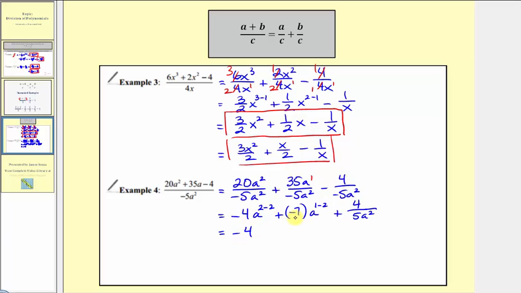Now here we have plus -7 times a to the -1. Adding a negative is the same as subtracting a positive, so this is -7a raised to the power of -1, and then we have plus 4 divided by 5a squared. But notice here we have a negative exponent, so if we put this in fraction form, we would move the a to the -1 down to the denominator, which would change the sign of the exponent. So our final quotient will be -4 minus 7 divided by a plus 4 divided by 5a squared. This would be our simplified quotient.